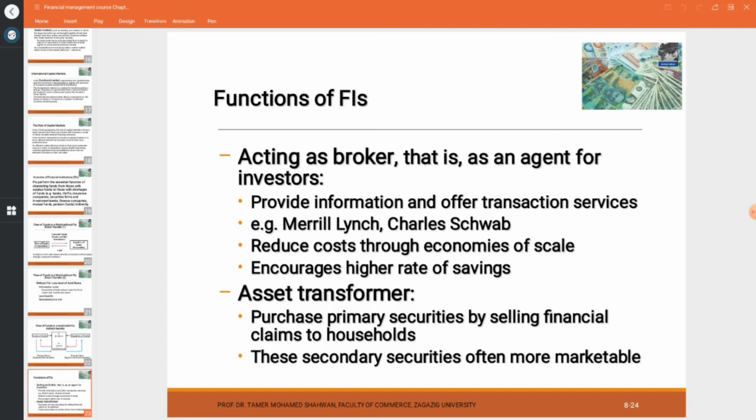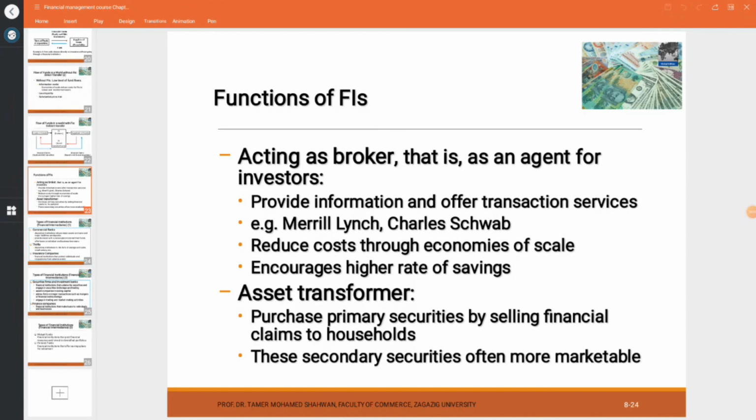As you see, the functions of FIs: they could work as a broker, or as an agent. They provide many services for investors, providing information, reducing costs, reducing asymmetry of information, which increases economies of scale and encourages a higher rate of saving. Working as an asset transformer, FIs purchase primary securities and issue a new type of securities called secondary securities. Such secondary securities are often more marketable.